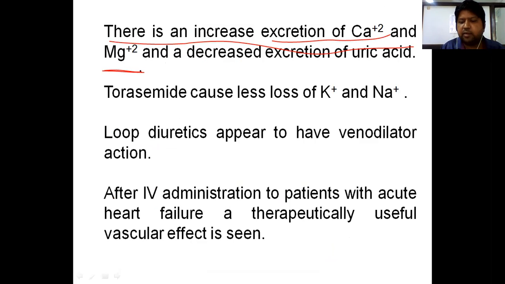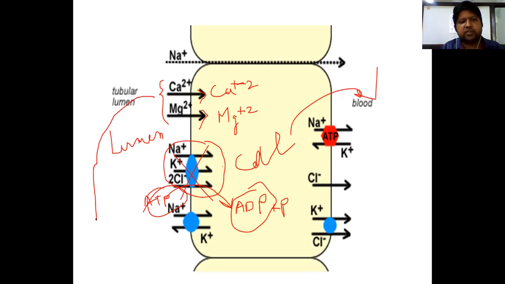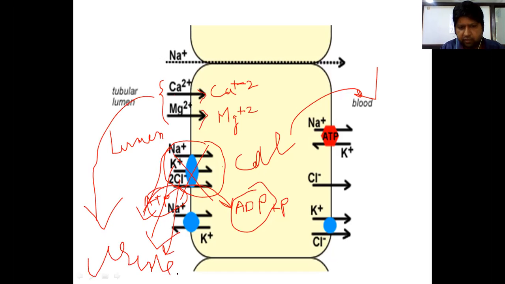Calcium and magnesium also go out, along with sodium, potassium, and chloride. Calcium and magnesium will also go through urine. Will also be excreted by urine. Okay, this is the logic.